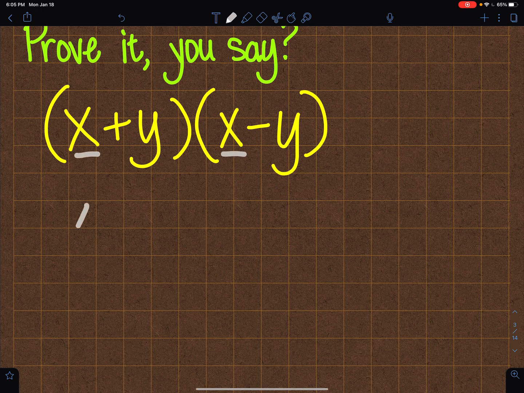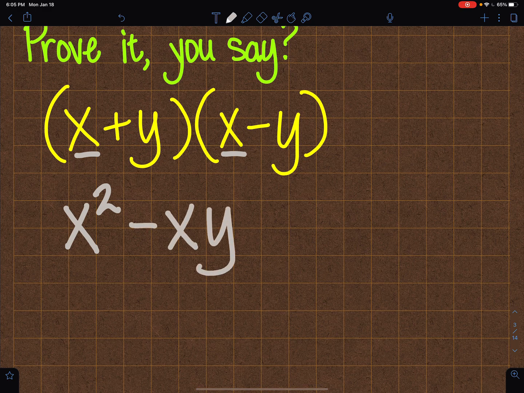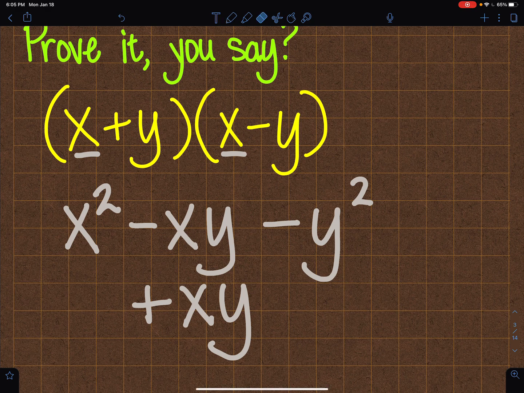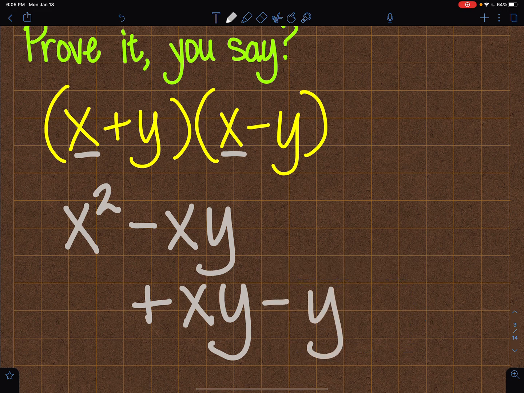First, you have x squared, and then we're going to do outside, x and negative y, so it's going to be minus xy. Then we're going to do inside, x and y, I'm going to write it underneath, plus xy. And then we're going to do last, y and a negative y, and it's going to be minus y squared. Oops, I should put that down here. Okay, minus y squared.